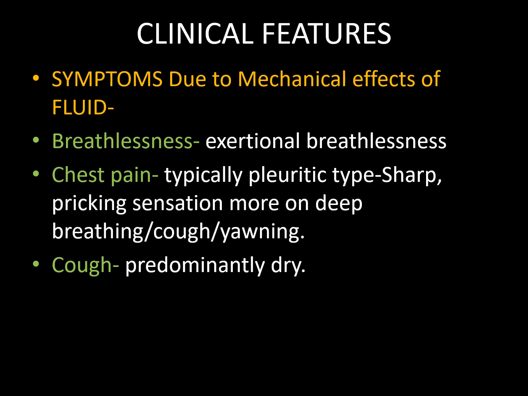Clinical symptoms: patient will come with two types of clinical symptoms. One can be because of the mechanical effect of collection of fluid. That can be breathlessness, which will be exertional in type; chest pain, which will be typically pleuritic type, which will be more on deep breathing, more on coughing, yawning, and relieved by pressure. Patient can also have cough, which will be predominantly dry type. If productive cough is there, then we should suspect some other cause, such as simultaneous parenchymal involvement.